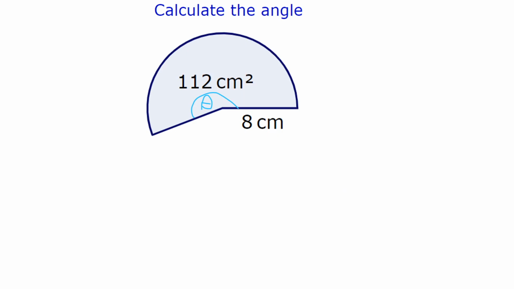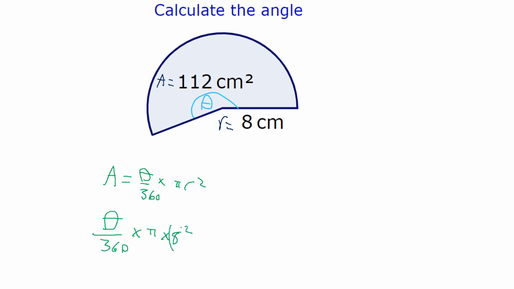What about if we don't have the angle? We have what the area is equal to, we have what the radius is equal to, but what's theta going to be? Well, let's write down what we do have. We know that the area is equal to theta over 360 times pi r squared. So we know that theta over 360 times pi times 8 squared is equal to 112, isn't it?